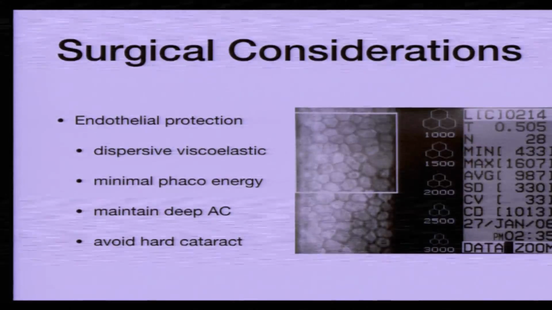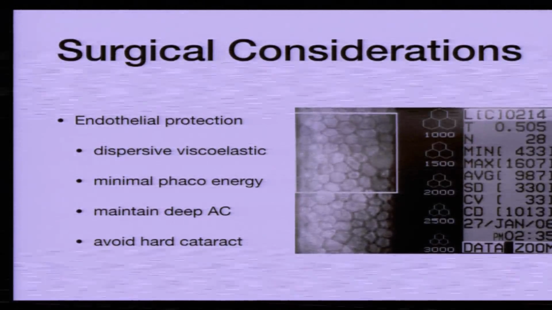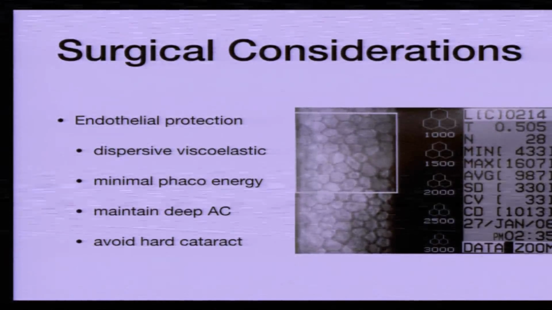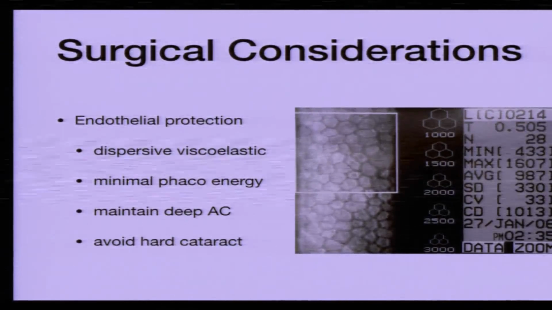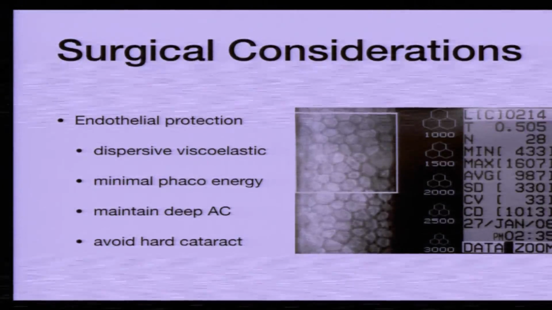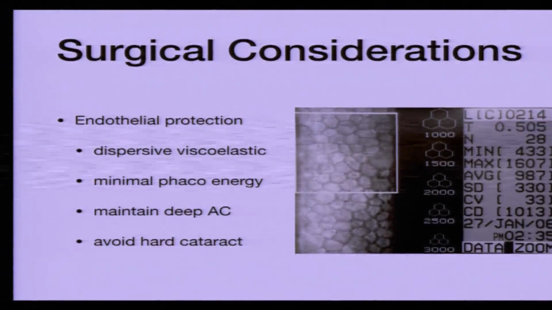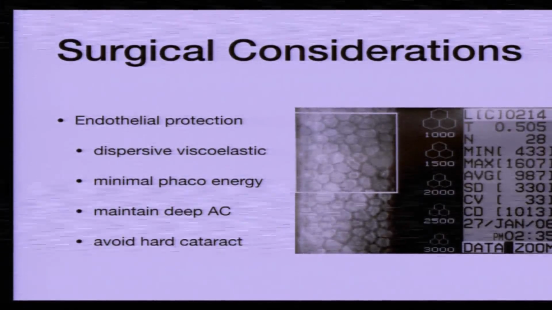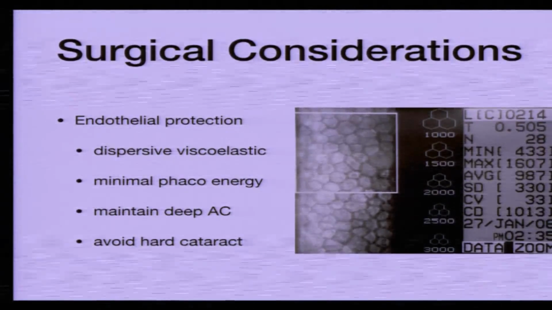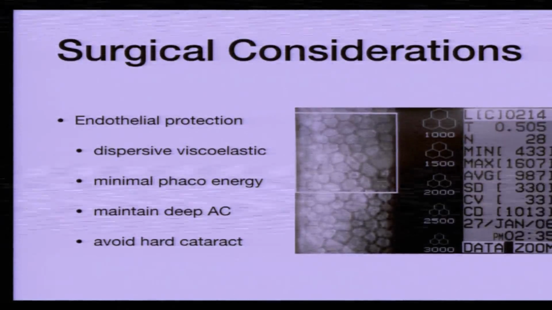During surgery, use dispersive viscoelastic to protect the endothelium, minimal phaco energy, and maintain a deep anterior chamber. So even if you have to repeatedly inject some viscoelastic to maintain the depth of the chamber, I think it's important that you do that rather than trying to complete the phaco surgery in one go, because you're working with a compromised cornea here. And avoid waiting for the cataract to become very hard.